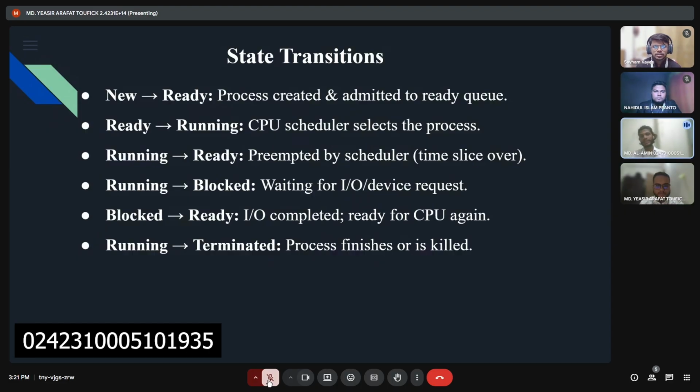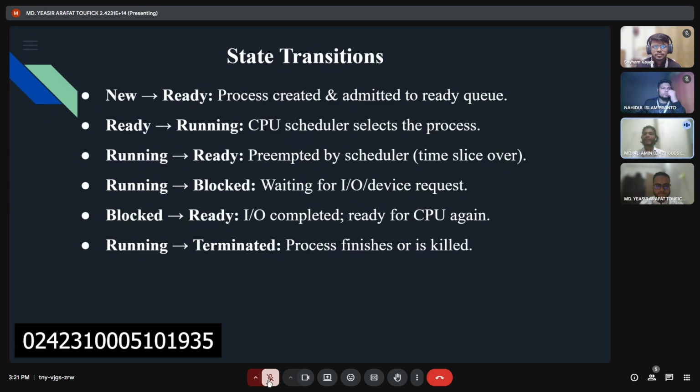The CPU scheduler selects a process from the ready queue and gives it to the CPU, and then it is running. Running to ready: if the time slice finishes or the process is preempted by a higher priority job, then it returns to the ready state.